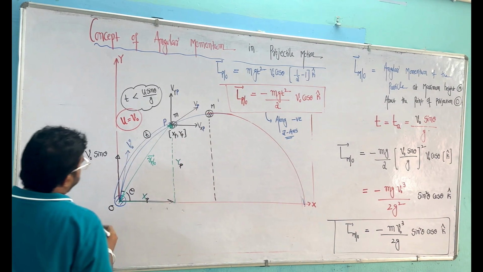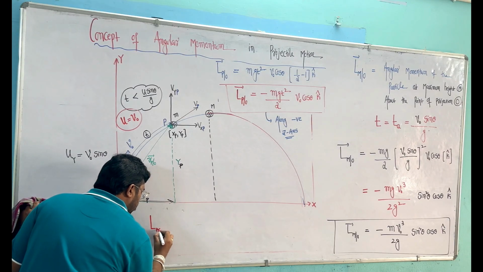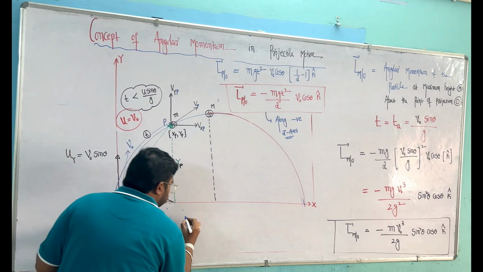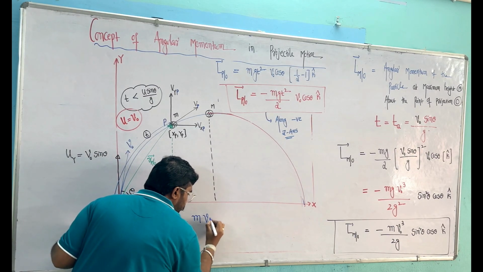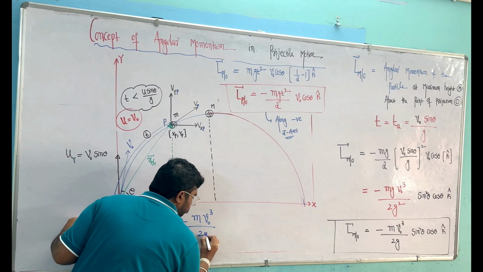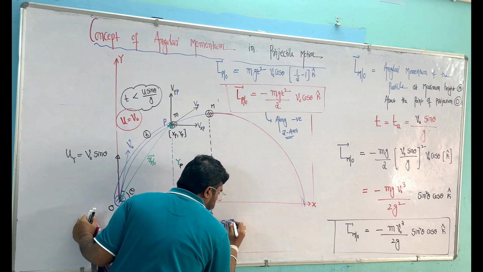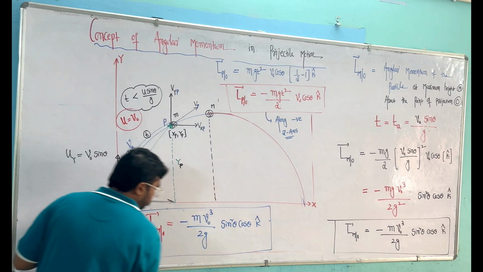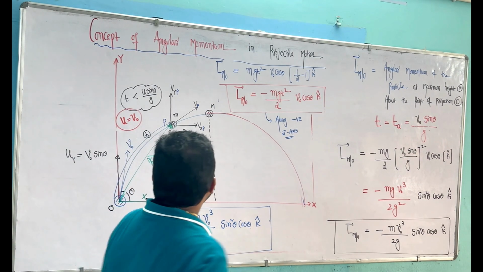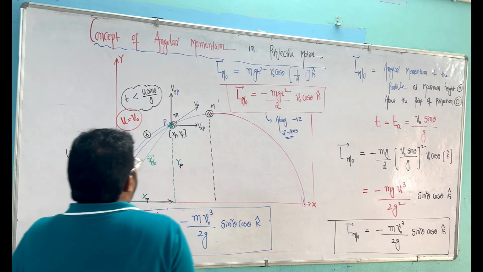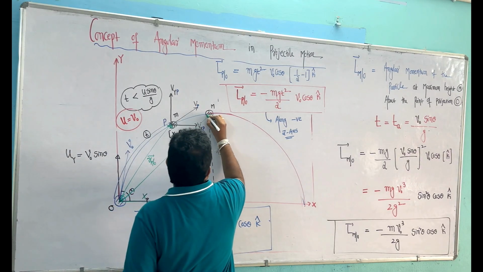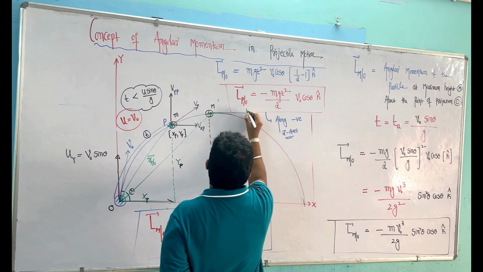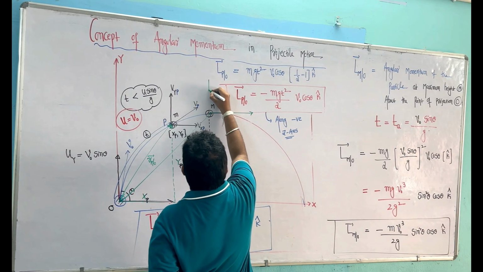The angular momentum at maximum height about point O equals minus m V0 cube by 2 g sin square theta into cos theta k cap. Are you getting the same? So how to represent that part? Angular momentum at maximum height. What is the velocity here? Vy equal to how much here?